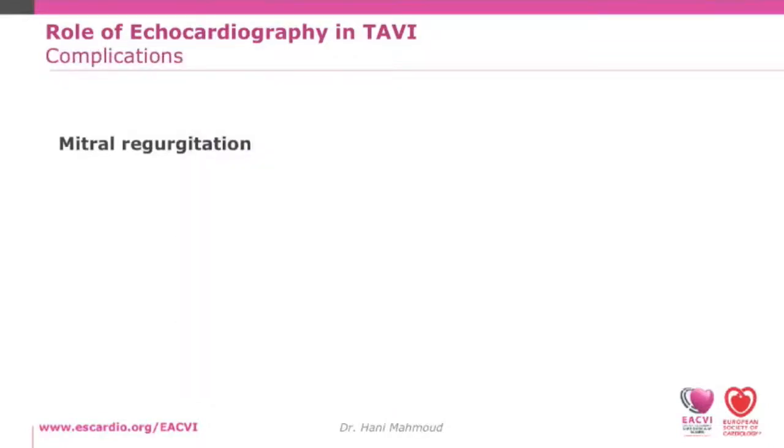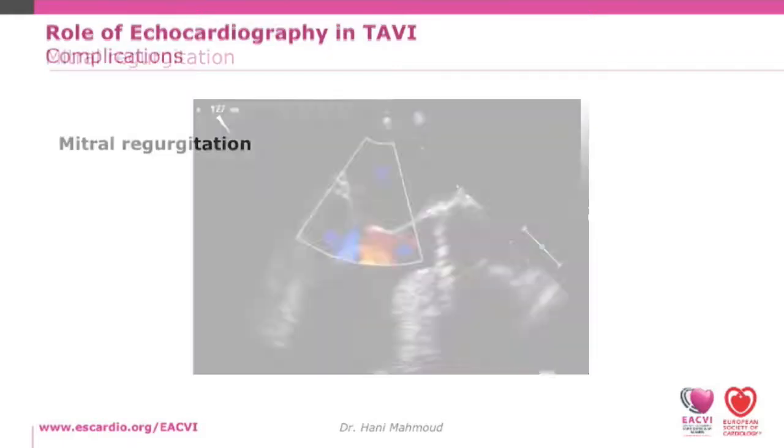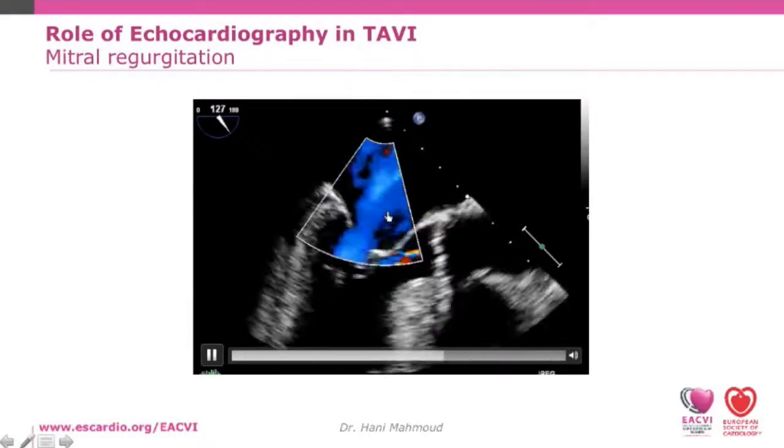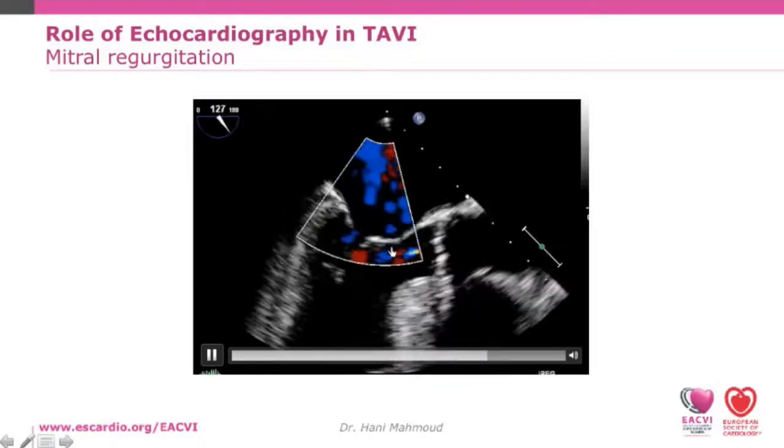Mitral regurgitation, this can happen due to two things. Either too low implantation of the prosthesis. If you implanted the prosthesis lower down, it can impinge on the anterior mitral leaflet and cause the leaflet not to function properly and cause significant mitral regurgitation.